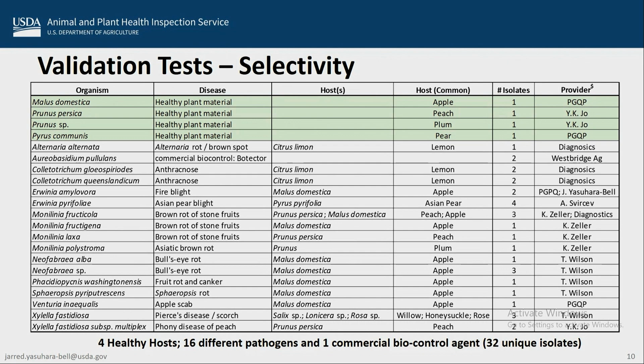And in another selectivity screen, I also tested 4 healthy host plants, plant tissue, 16 different pathogens of apple and other fruit, as well as 1 commercial biocontrol agent, which comprised 32 unique isolates. And again, none of these cross-reacted with the IMP assay.